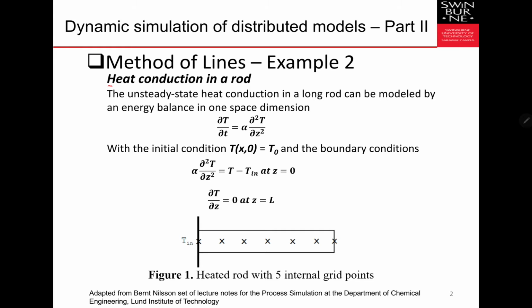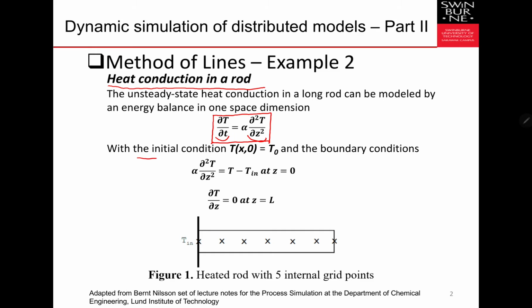In this case, we will discuss heat conduction in a rod. The unsteady state heat conduction in a long rod can be modeled by an energy balance in one space dimension, and we will have these equations here. The left hand side is first order with respect to temperature. The right hand side is second order with respect to the space coordinate.